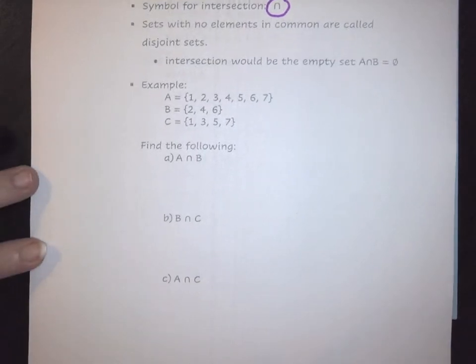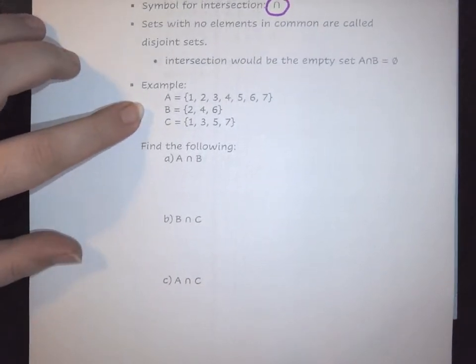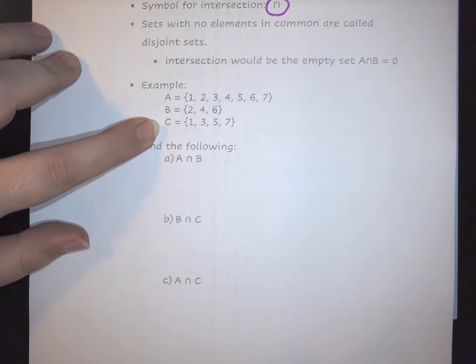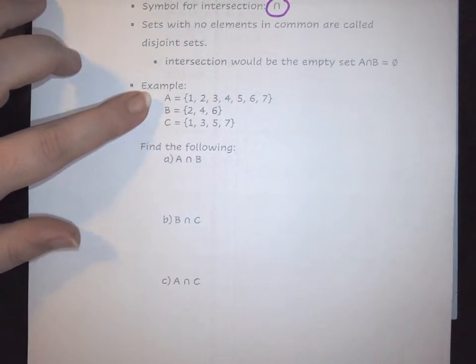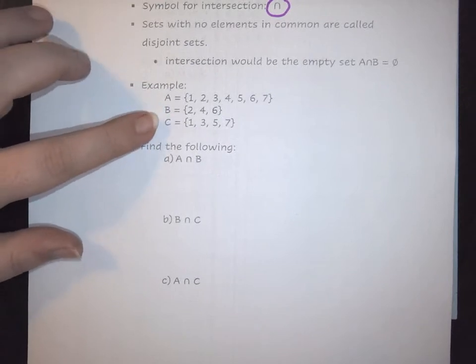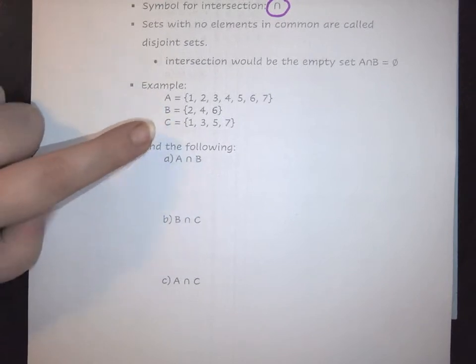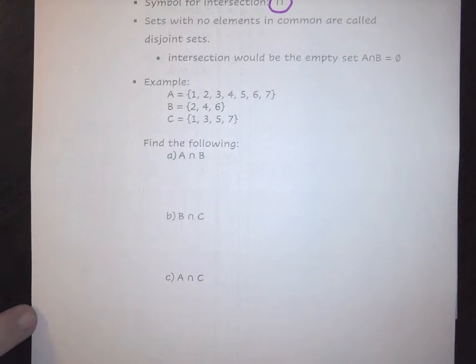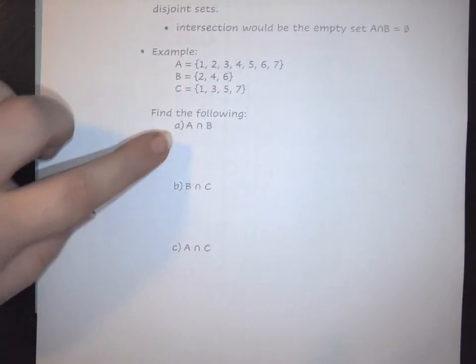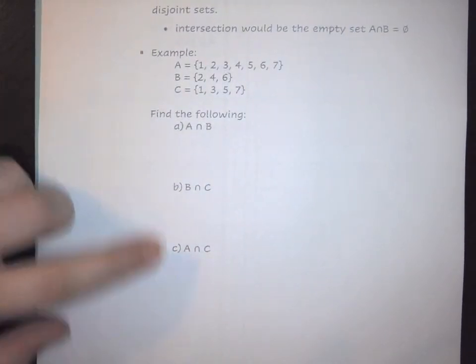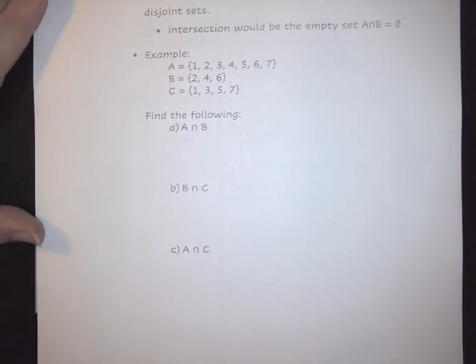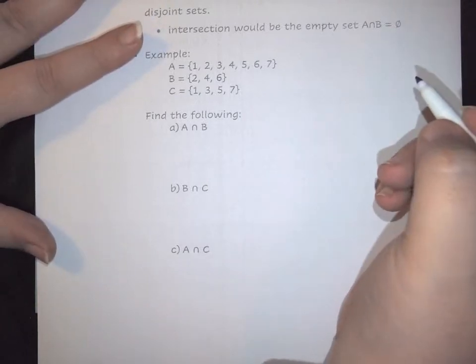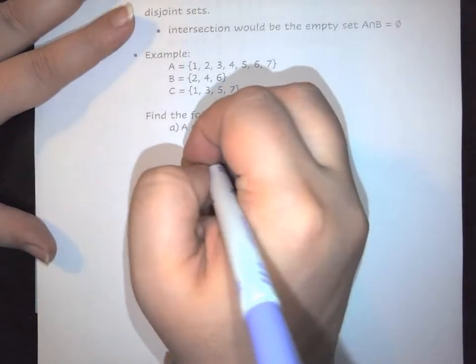If we have this example where we have A, B, and C, and A is the set 1, 2, 3, 4, 5, 6, 7, B is the set 2, 4, 6, and C is the set 1, 3, 5, 7, we have these different things that we can find. The first direction says I want the intersection between A and B. In other words, I'm asking you for what's in common between A and B.